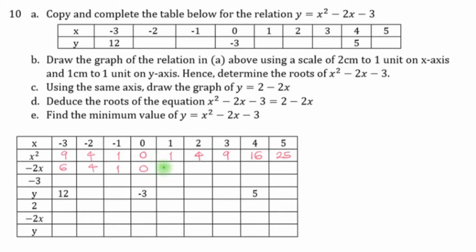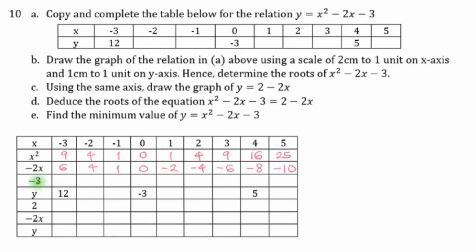So here, we are going to have minus 2. Minus 2 times 2 is minus 4. Minus 2 times 3 is minus 6. Minus 2 times 4 is minus 8. And minus 2 times 5 is minus 10. Then moving on, this is just a constant.